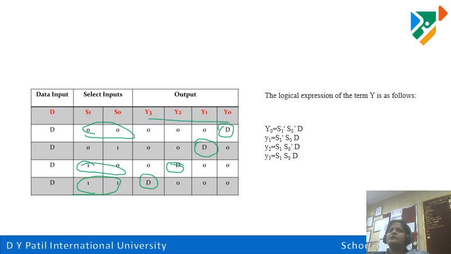There are four outputs, so we need to have 4 output equations. Y0 is equal to, what is y0? Y0 is nothing but the select line combination S1 bar into S0 bar into D. Similarly, y1 is equal to S1 bar into S0 into D. Then y2 is equal to S1 into S0 bar into D. Then the last one being S1 into S0 into D. So these are the 4 equations.